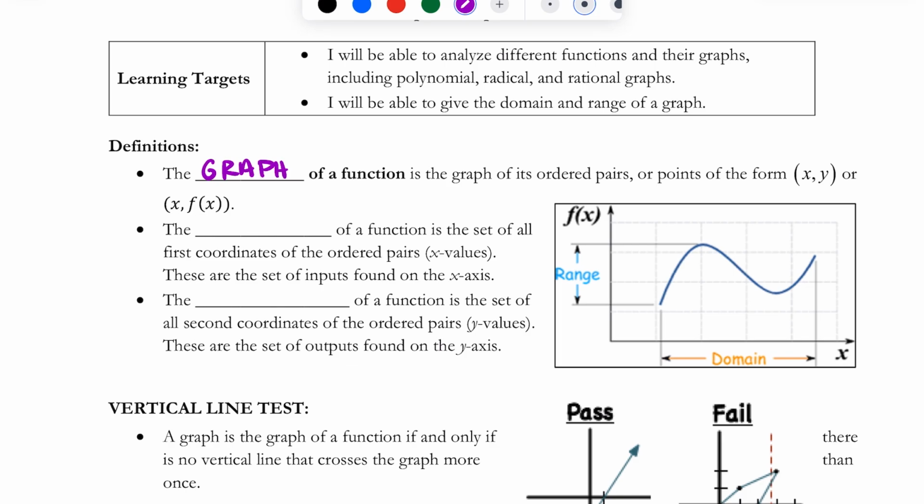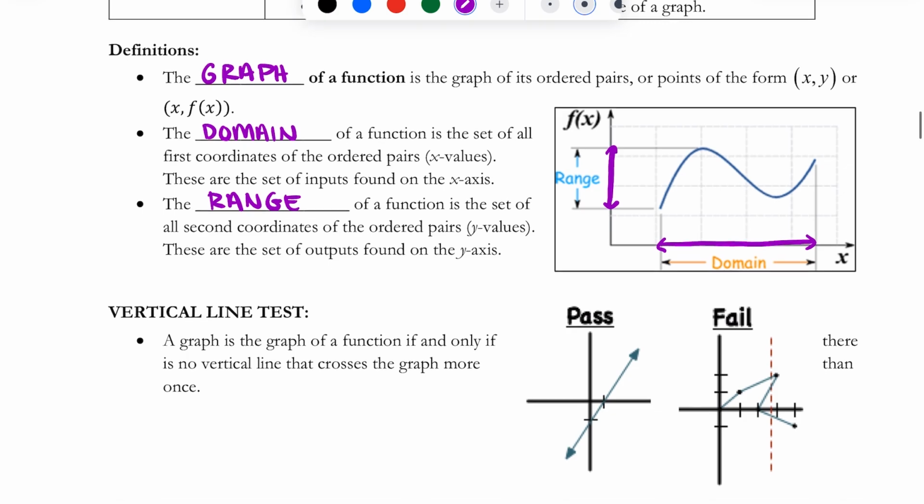We also have talked about before that the domain of a function is the set of all the first coordinates of the ordered pairs or the x values. These are the set of inputs found on the x-axis. So we can think of that as how far left to right if we look at the picture. And then the range of a function is a set of all second coordinates of the ordered pairs or those y values, and these are the sets of outputs found on the y-axis, or you can think of that as how far bottom to top.